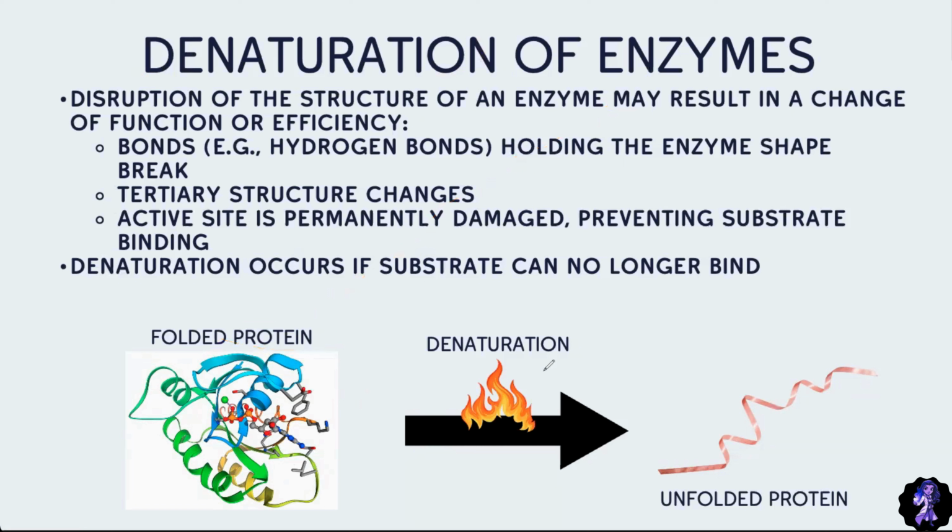And what happens is when we denature, that means that we add some heat as a source or some sort of denaturing mechanism to take that folded protein and allow it to break down. Therefore, it becomes unfolded.